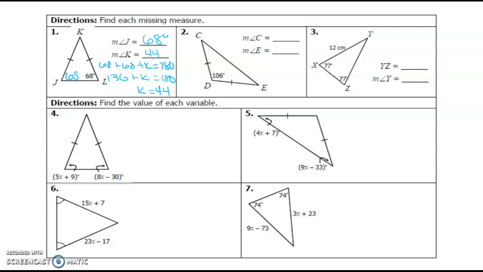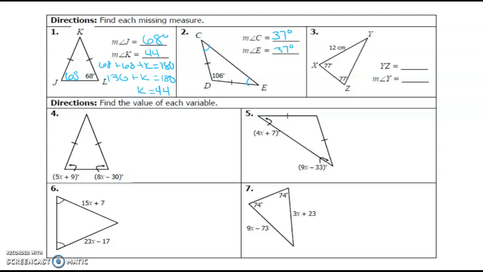And now for number 2, we know the vertex angle, and we also know that those two legs are congruent. So that means that angle C and angle E would have to be the same measurement. So what I did is subtract 106 from 180 and then just divide that measurement by 2. So I got 37 for both of those angles. All right, so what I want you to do now is go ahead and pause the video and try this next one on your own.